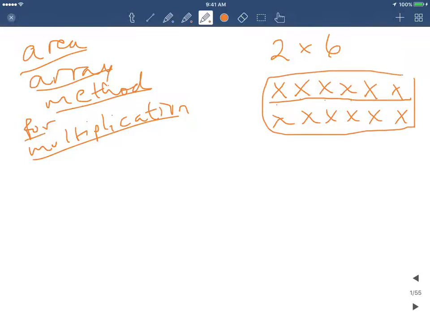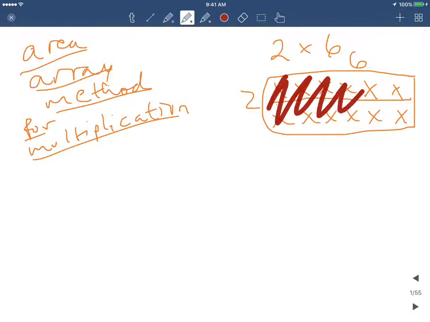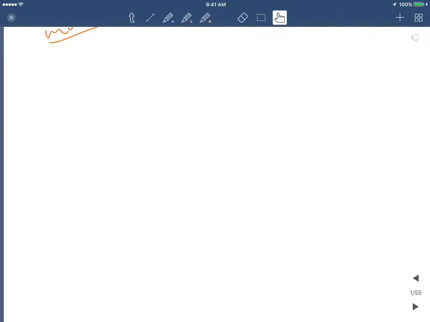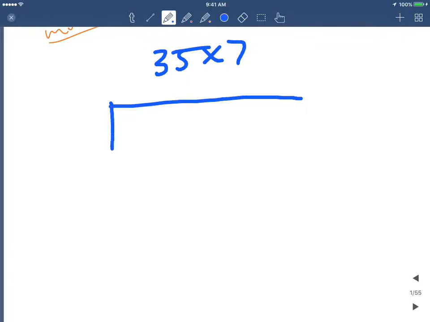But here we would know that this is a 2 by 6, and the area is 12. There's 12 of them. So 2 times 6 equals 12. And we can do larger problems with that as well. So say we had 35 times 7, that would be a 35 by 7. And again, we would use the concept of area, length times width, to solve that.